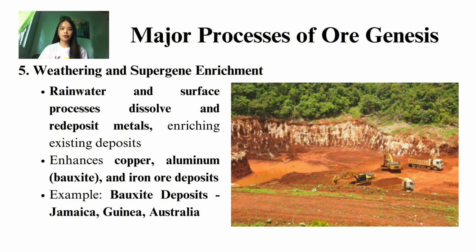Lastly is weathering and supergene enrichment. Rainwater and surface processes dissolve and redeposit metals, enriching existing deposits. This enhances copper, aluminum or bauxite, and iron ore deposits. These processes involve the breakdown of rocks and minerals at or near Earth's surface that leads to the transportation and redeposition of valuable metals in enriched forms. Example is bauxite deposits in Jamaica, Guinea, and Australia.